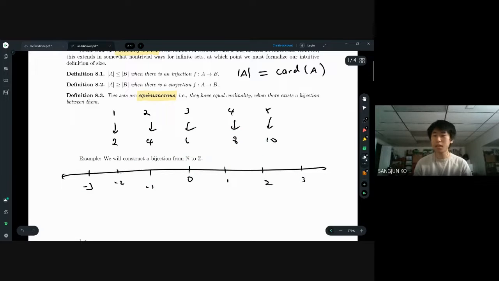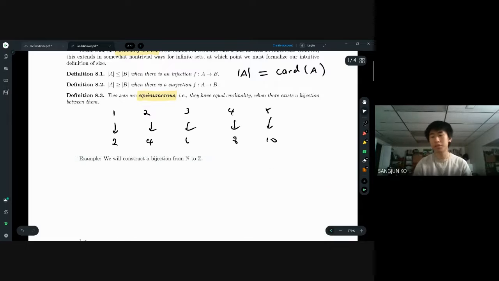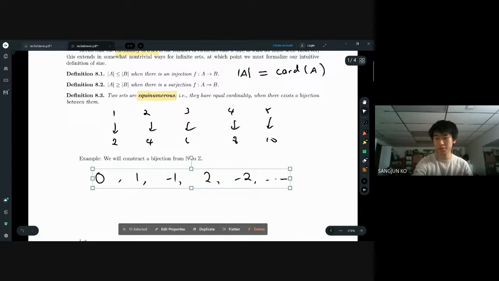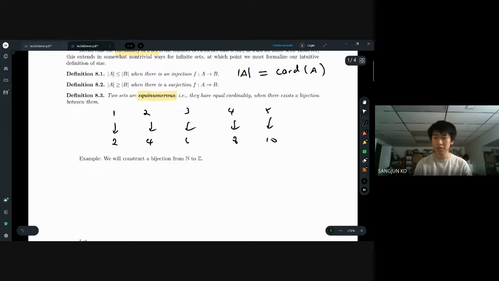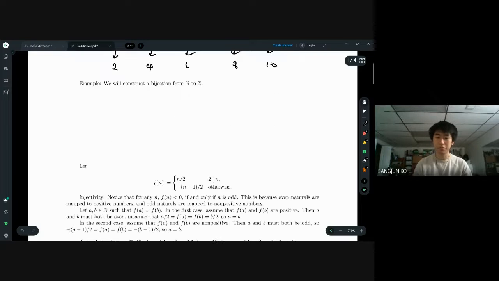Okay, but that's not actually a proof, right? Or actually, you can just say we can list them out like this: 0, 1, minus 1, 2, minus 2, etc. But what we just wrote down here isn't really a proof. It's just a heuristic, right? So let's actually write down the proof.